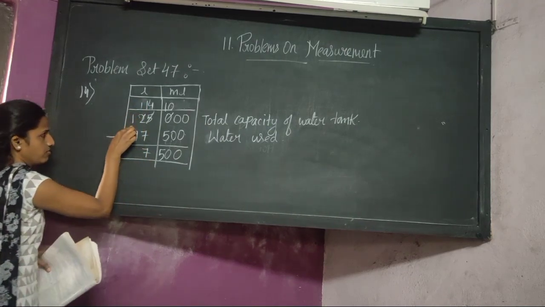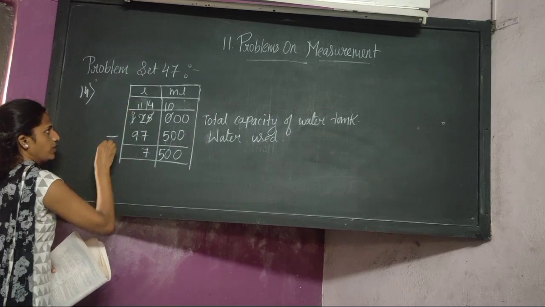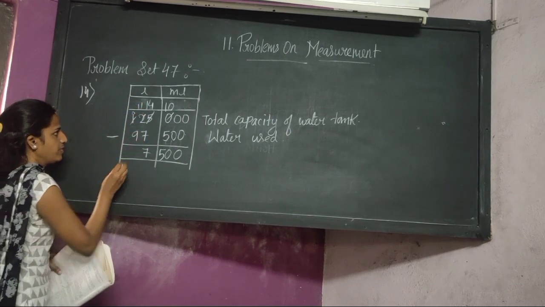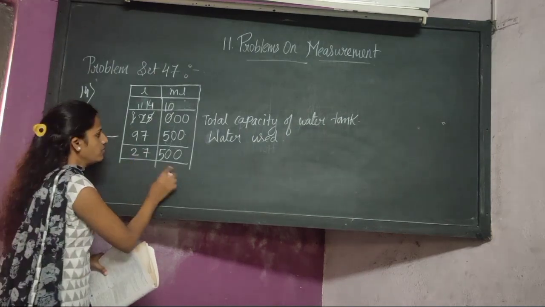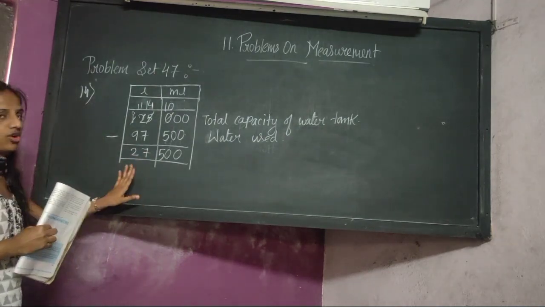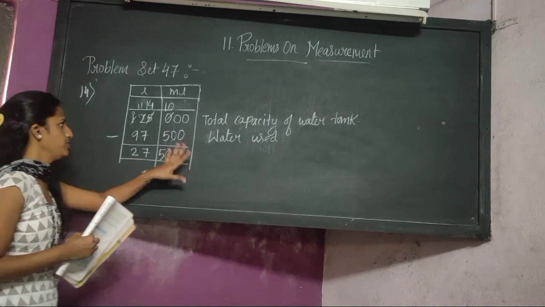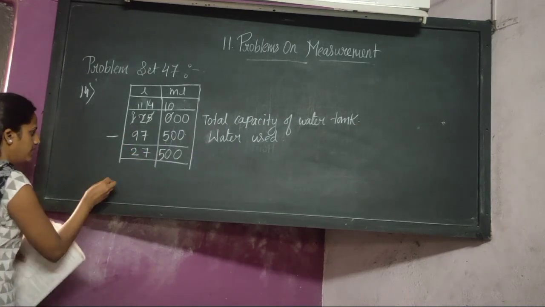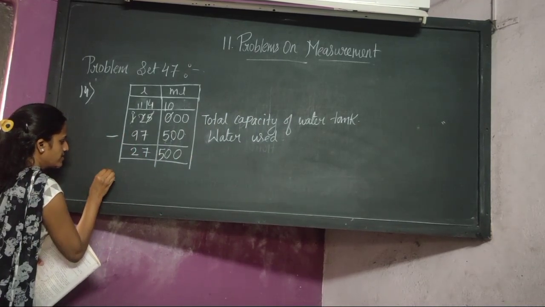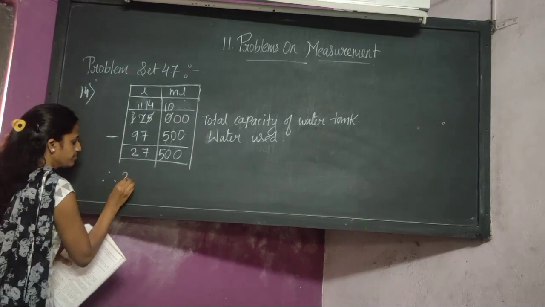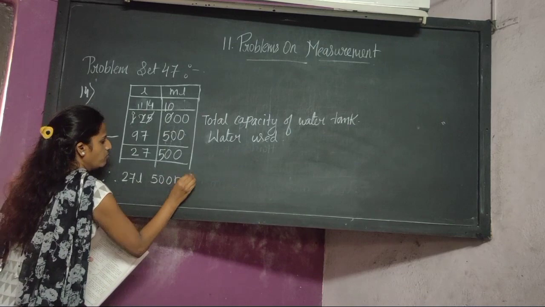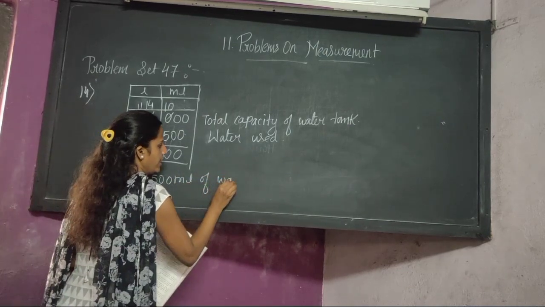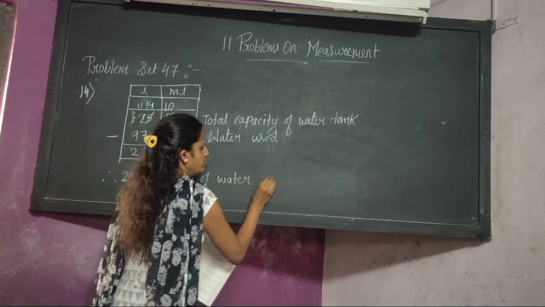And we will take 1 from here. Here 0 will be left. And 11 minus 9 will be 2. The answer is 27 liter 500 milliliter. That means this much water is remaining in the tank after using 97 liter 500 milliliter. Just write down the final statement. So therefore, 27 liter 500 milliliter of water is remaining.